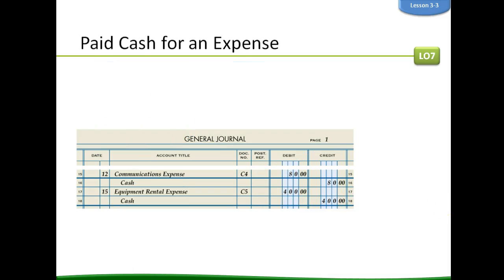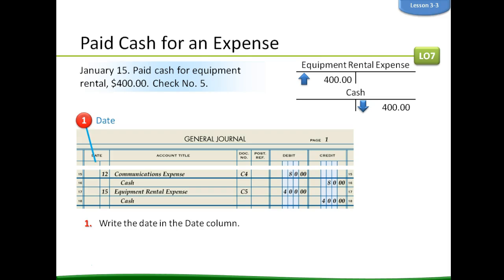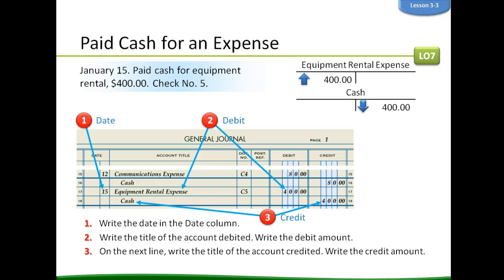All right, I paid cash for an expense. Equipment rental for check number 5. So right below there, again, my equipment rental expense increased, my cash decreased. So on the 15th, I'm going to go ahead and debit the equipment rental expense, and then I'm going to go ahead and decrease my cash.